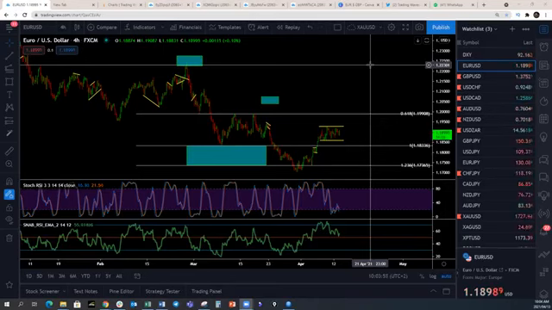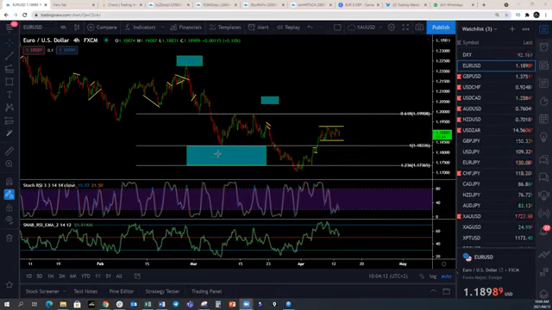Right, so the market looks pretty interesting. There are some trade setups that we're going to look at and some that are already playing out that we have looked at a couple of weeks back. Right, so let's get started. We'll start with the DXY and Euro US dollar.